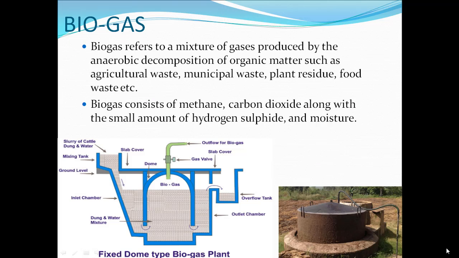Now we'll see the fourth important non-conventional source of energy called biogas. Biogas refers to a mixture of gases produced by the anaerobic decomposition of organic matter that includes cow dung, agricultural waste, the green waste mainly collected from agricultural land. It also includes plant residue and food waste. Biogas consists of methane, CH4, carbon dioxide, along with a small amount of hydrogen sulfide and a lot of moisture. Very clean fuel that is used widely in rural areas.